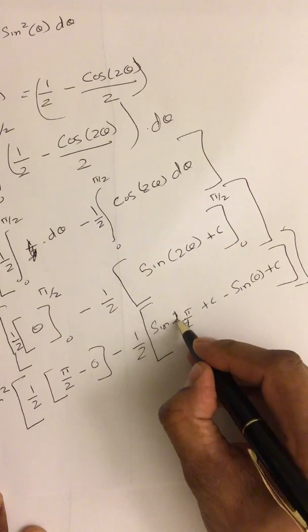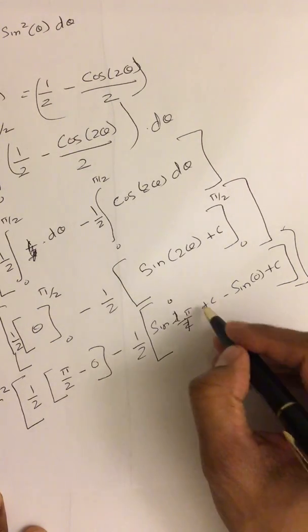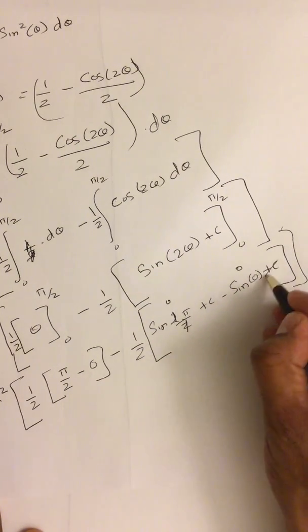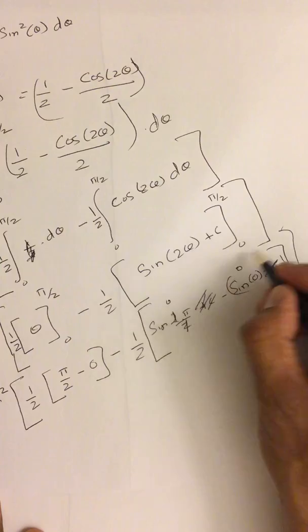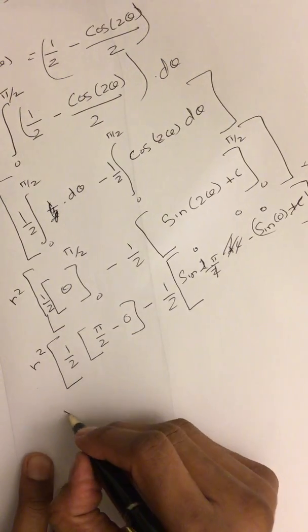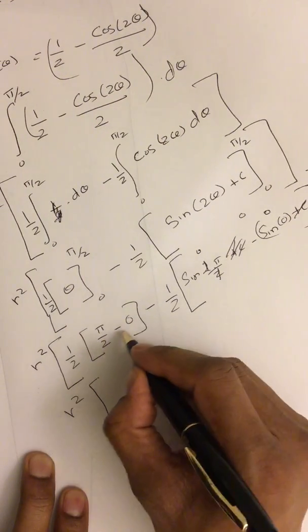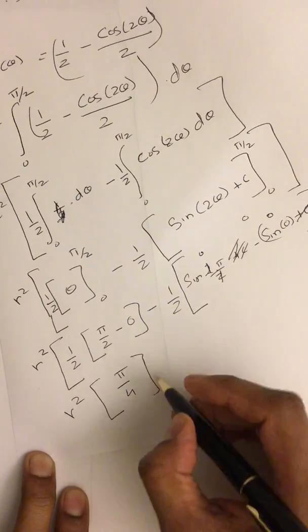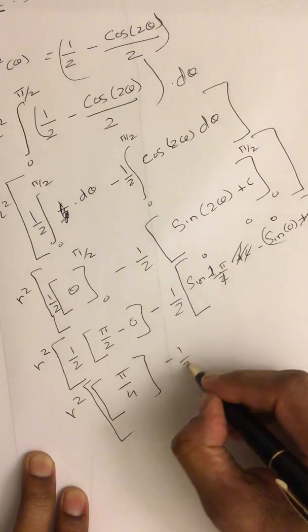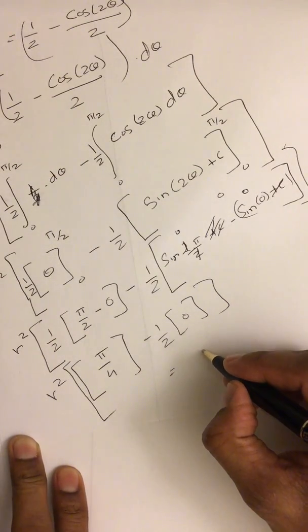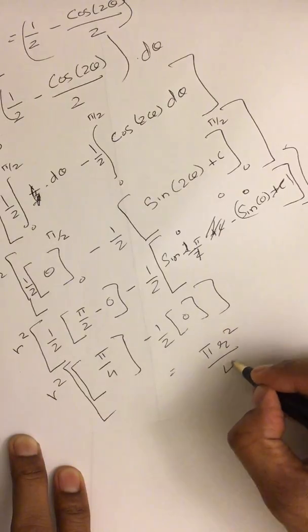Sine pi is 0, sine 0 is also 0, and this c cancels with this c, since c minus c is basically 0. So this entire thing is basically 0. So we get r square into pi by 2 minus 0, which is pi by 2, so pi by 2 into 1 by 2 is pi by 4, and minus 1 by 2 into 0. This gives us pi r square by 4.